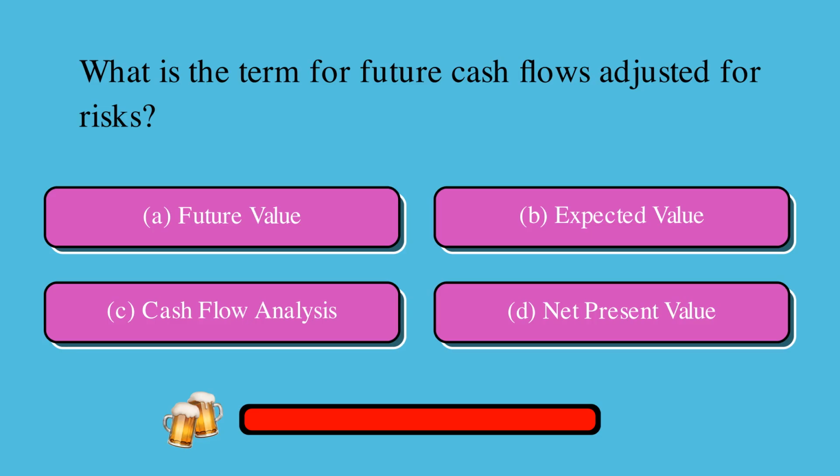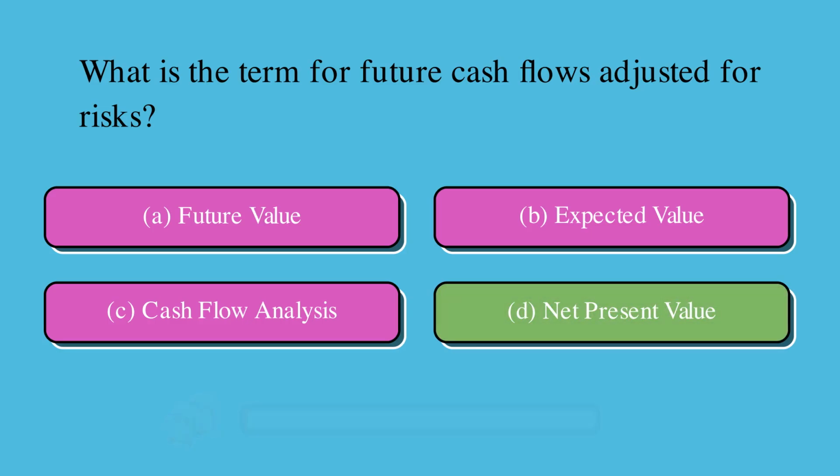What is the term for future cash flows adjusted for risks? Is it A, future value, B, expected value, C, cash flow analysis, or D, net present value? The correct answer is D, net present value.